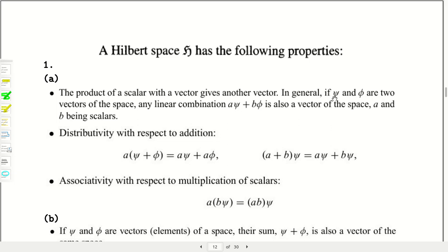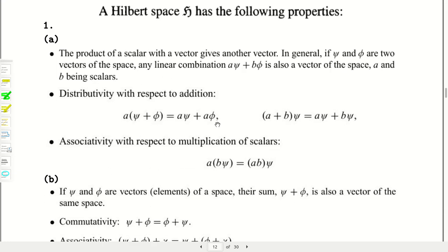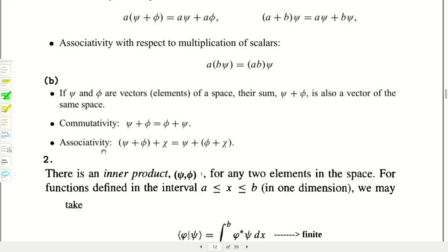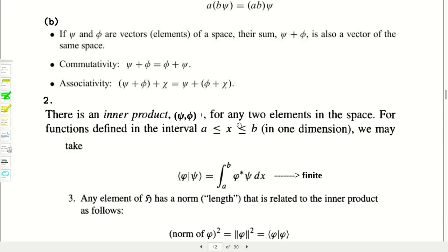So two vectors mean two functions, phi and psi, in a Hilbert space. Then a multiplied by psi plus b multiplied by phi is also another vector in that space, where a and b are scalars. So distributive laws will follow, and associative laws are followed, that is a into b psi is equal to ab into psi. There is no harm in writing. So commutativity and associativity are properties of the Hilbert space.